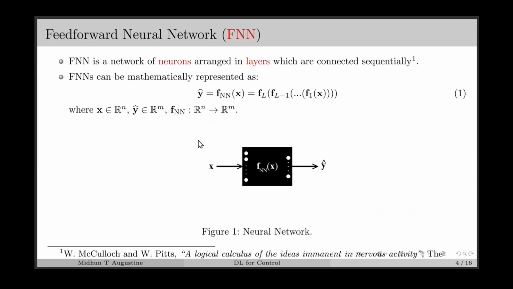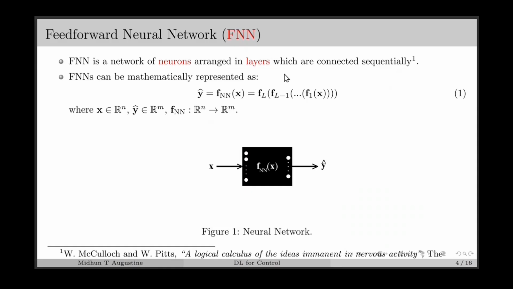Feedforward neural network or FNN is a network of neurons arranged in layers, and these layers are connected sequentially. The sequential or feed-forward connection of layers is the main feature of FNN. Examples of such networks we have seen already in the last two lectures. And it is also one of the most popular versions of neural networks.